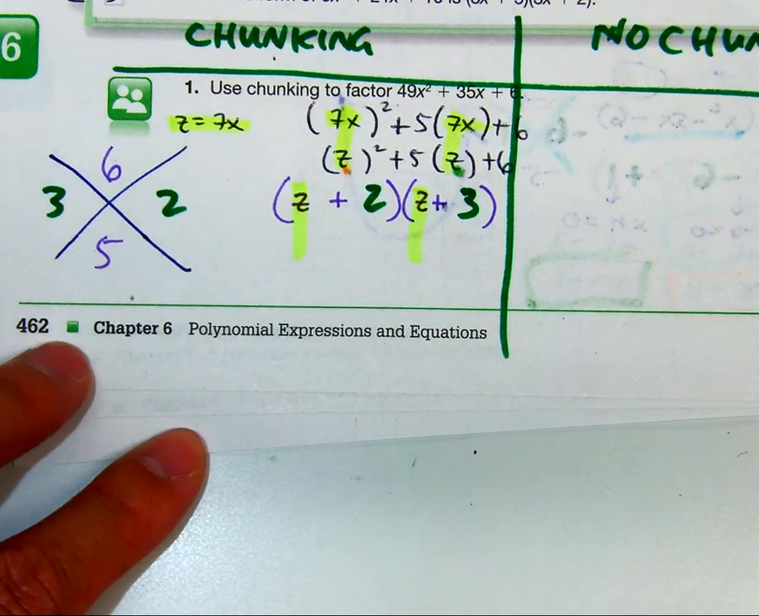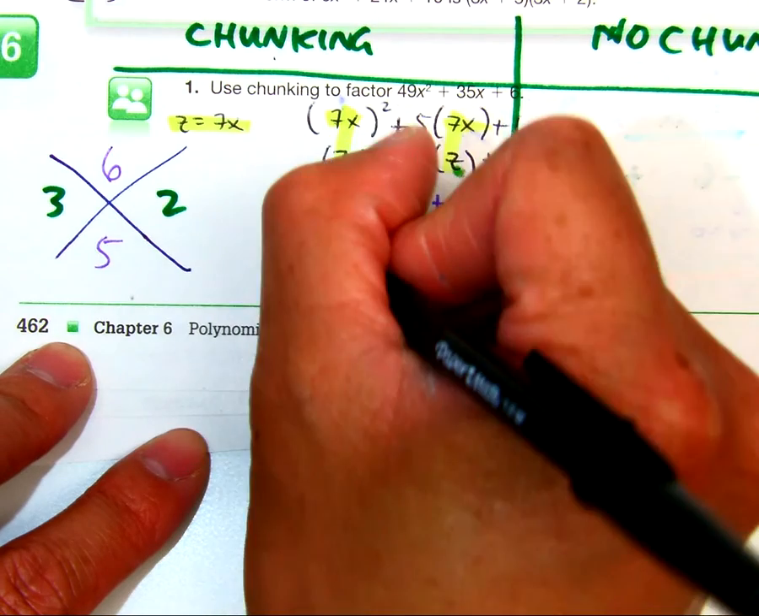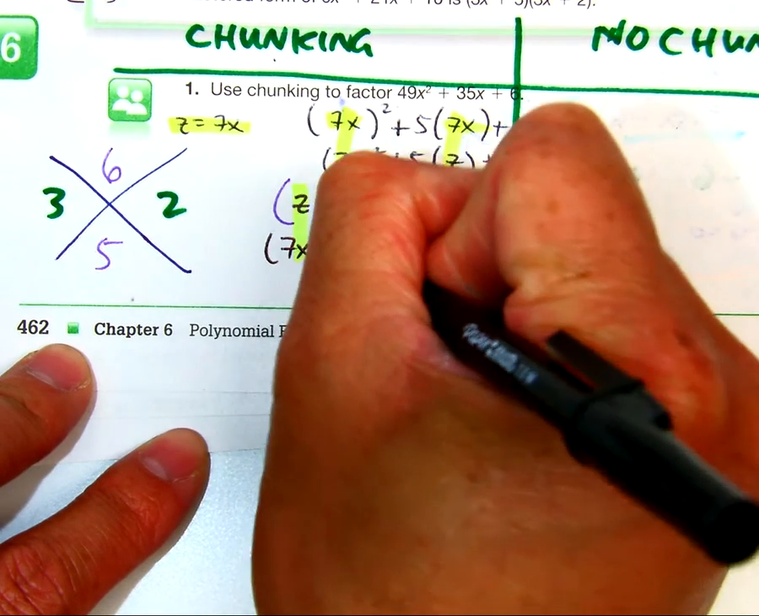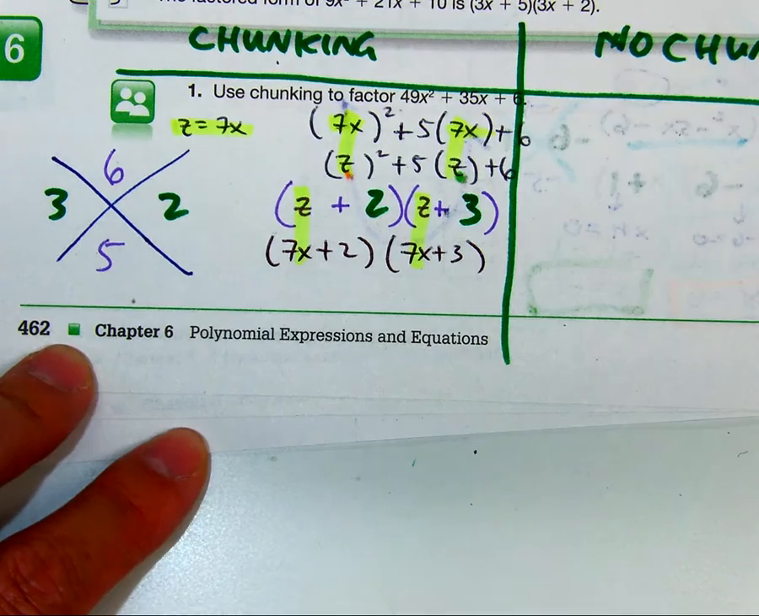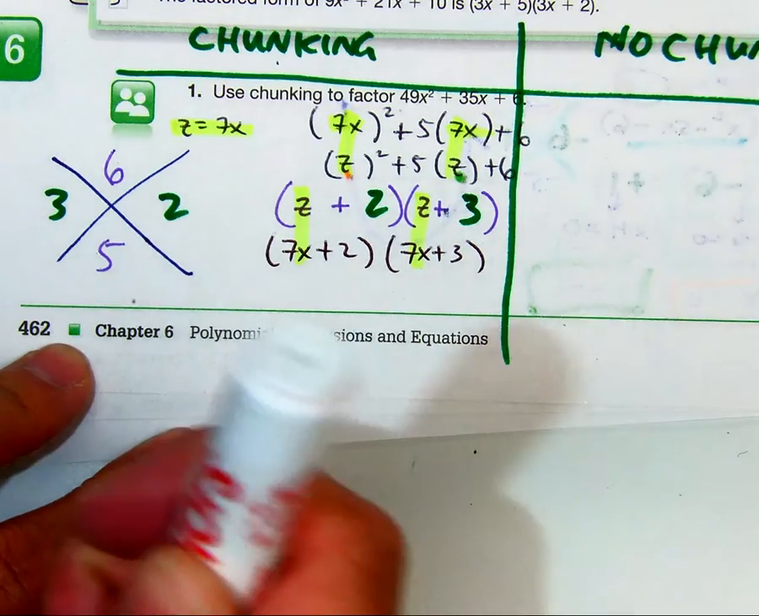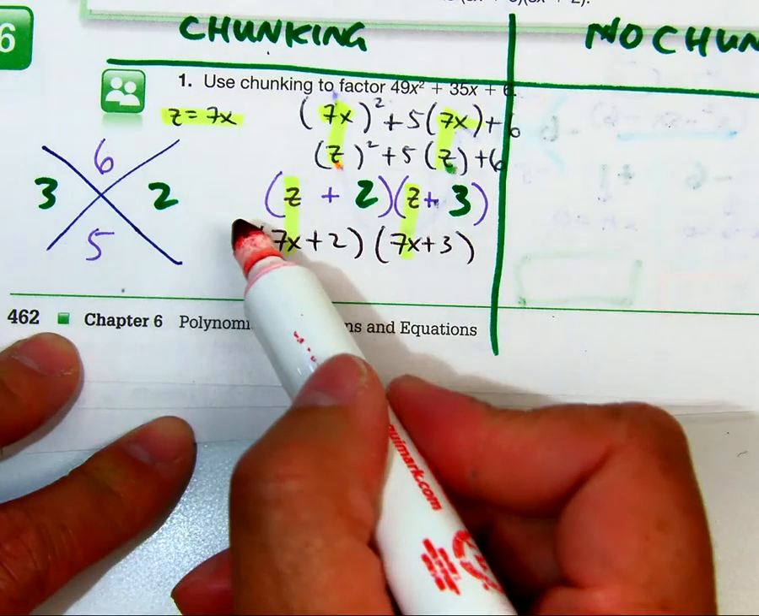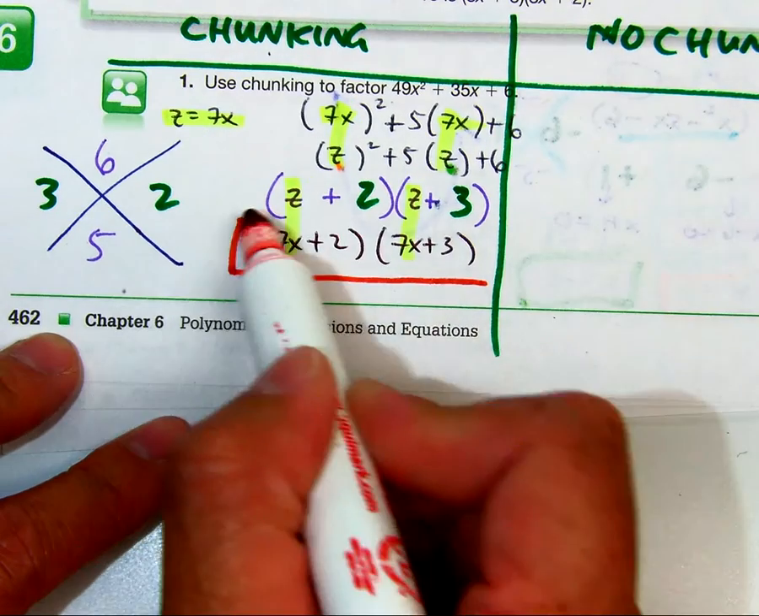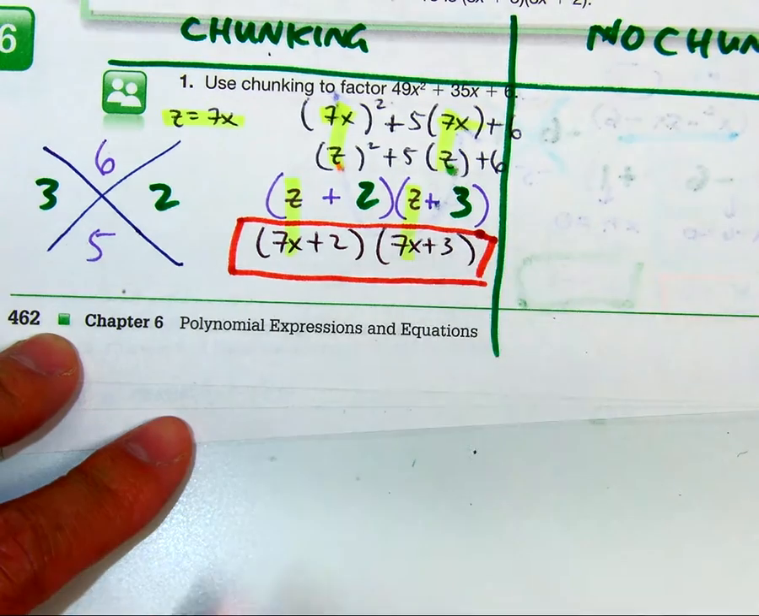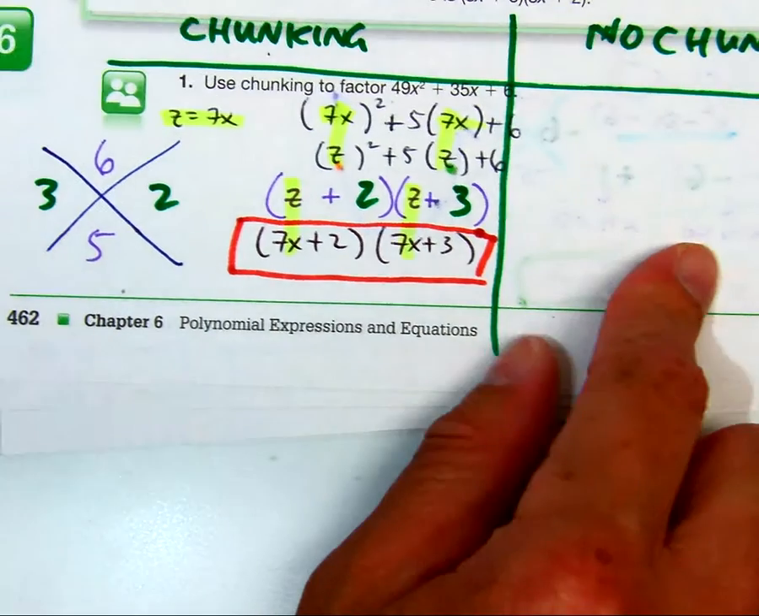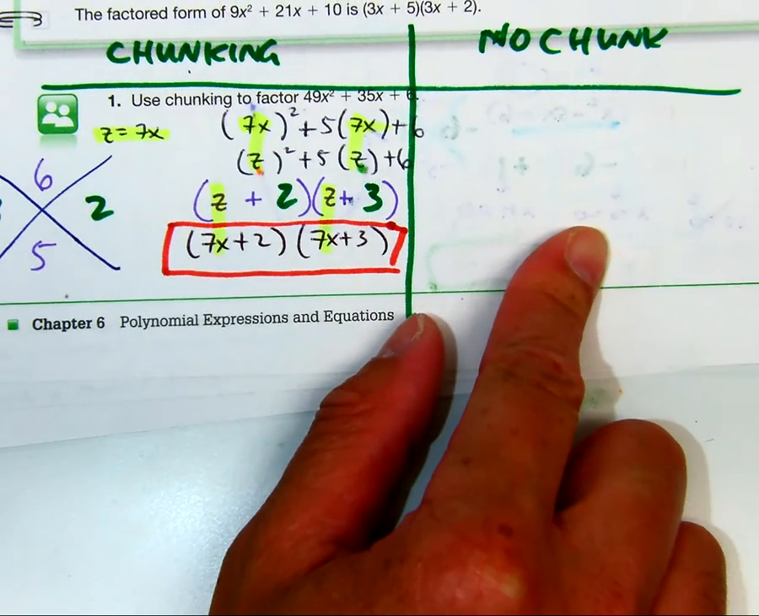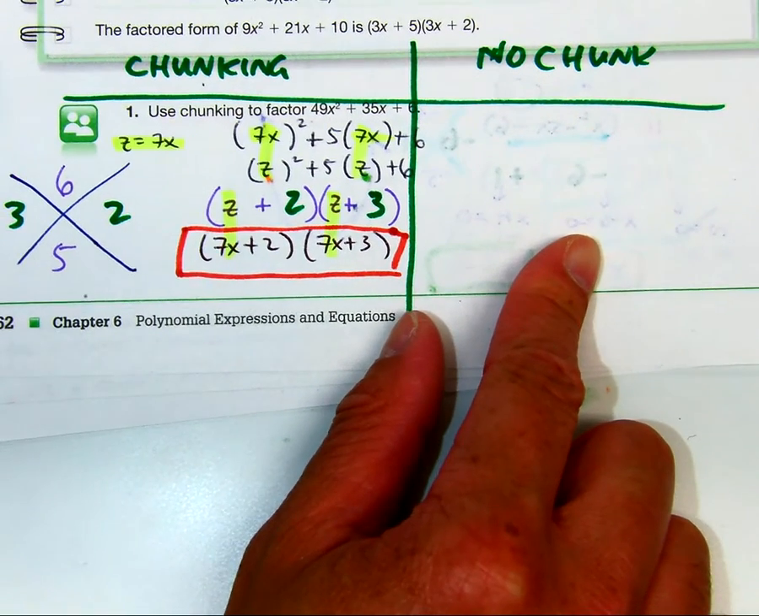Joe, tell me what to write. 7x plus 2 and 7x plus 3. Raise your hand if you got that. Now, here's a great thing. If you don't understand this chunking method, basically it's a substitution before you factor. You can do no chunk, which just means you're going to use a big X in a box. Let's try it together.